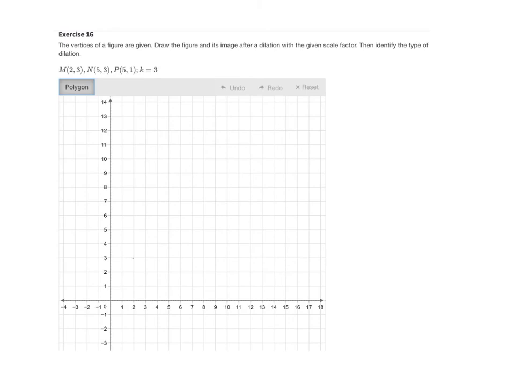2, 3 is there. 5, 3 is there. 5, 1 is here. A right triangle again. This time we've got a scale factor of 3. So M, which is 2, 3, is going to change into M prime, which will be 2 times 3, which is 6, and 3 times 3, which is 9.